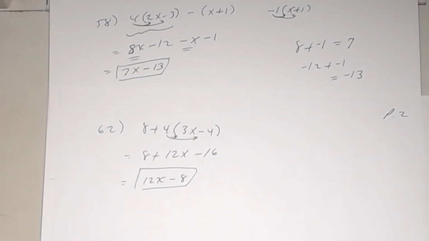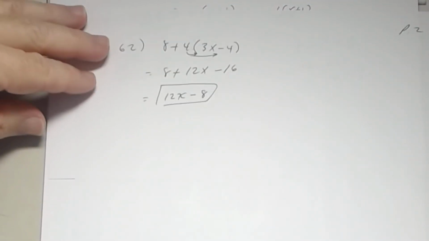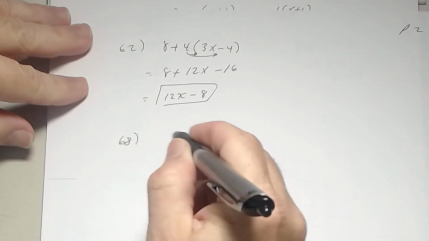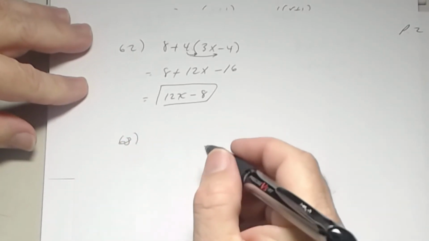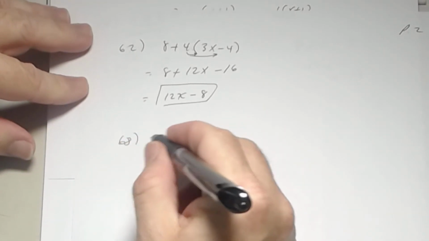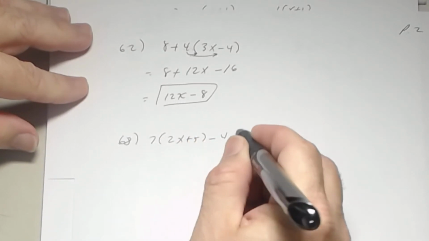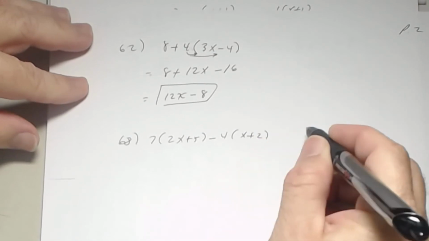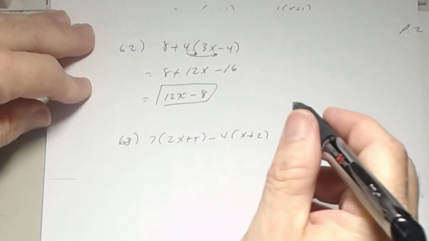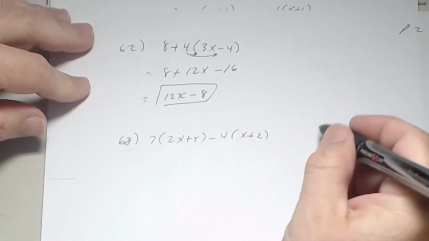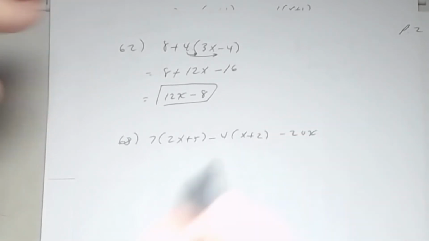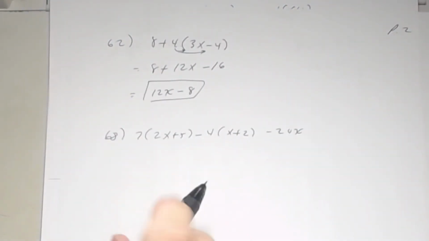Okay, let's look at 68. You have 7 times 2x plus 5 minus 4 times x plus 2, and then minus 20x.